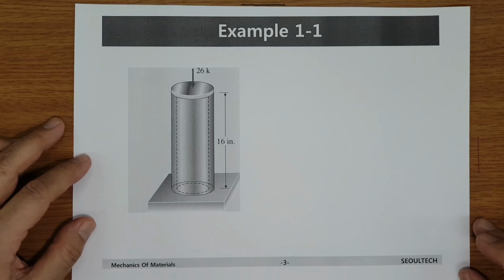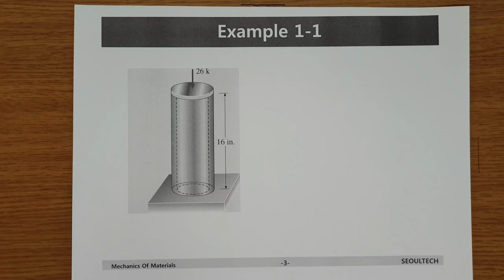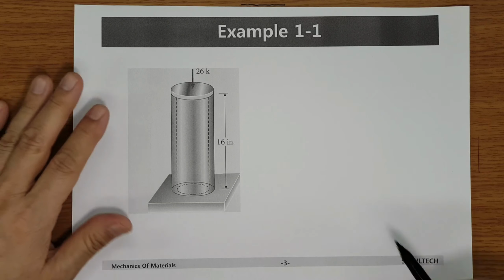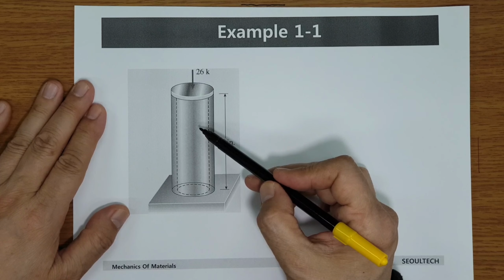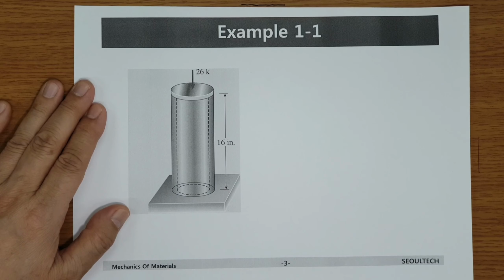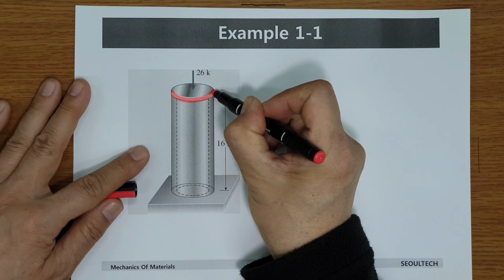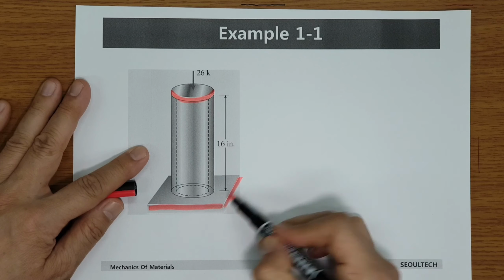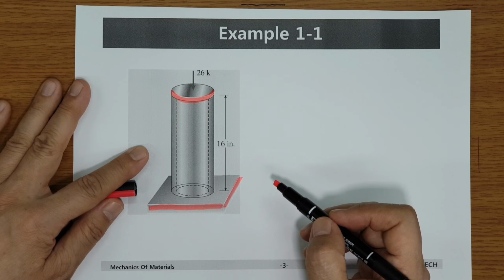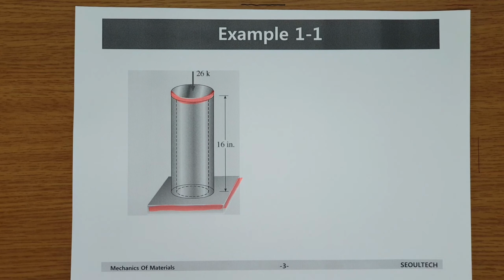Okay, the first problem is like this one. Example 1 is this one. It's a kind of cylinder. Of course, inside is empty. And the upper part is sealed with a very robust one. On the bottom here, the bottom plate is also very rigid. Therefore, we assume both of them, top and bottom, are not changed, are straight.